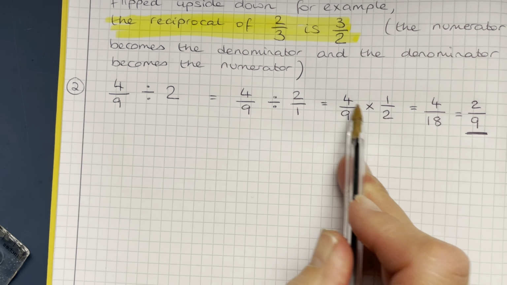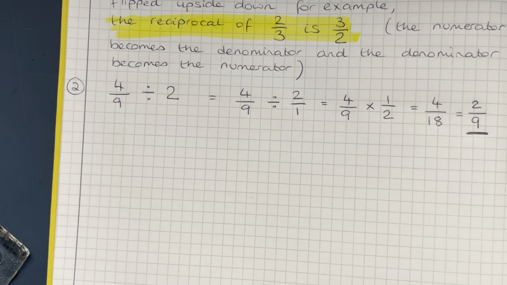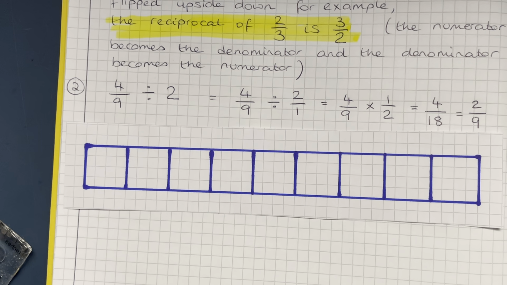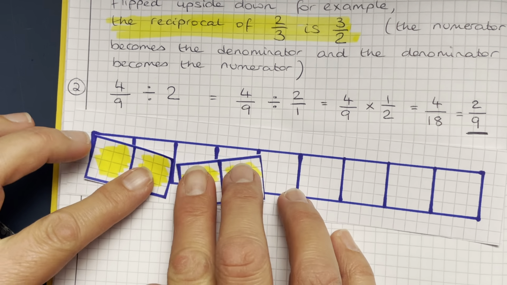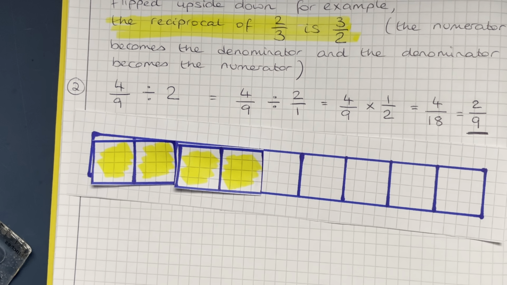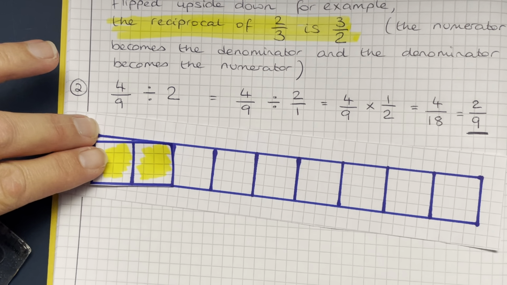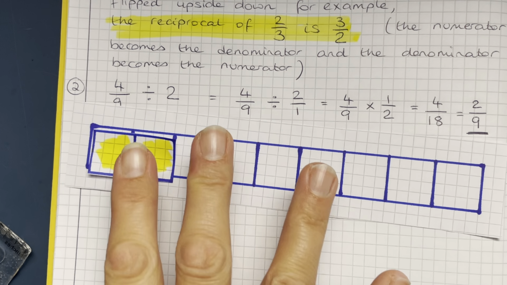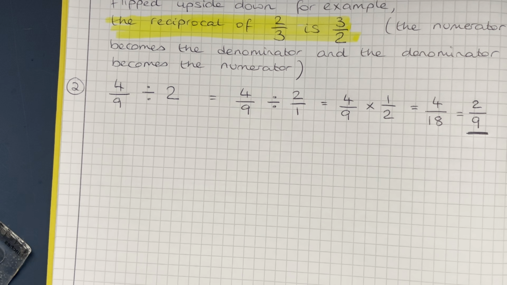And some of you may have looked at cross-cancelling here as well. Okay, let's have a look and see what that looks like. So I start with 4/9. Okay. And I'm dividing by 2. I'm halving my 4/9. So therefore, I have half as much as I had before. So I need to take half of it away. And I'm left with 2/9. So hopefully visually you can see that. Let's try another example and see what it looks like.